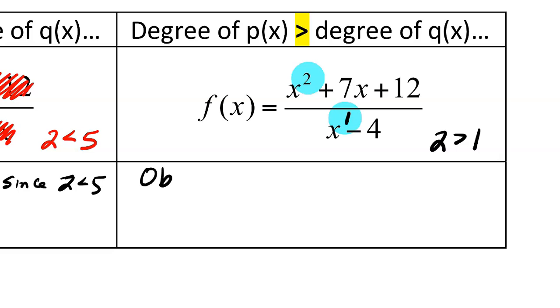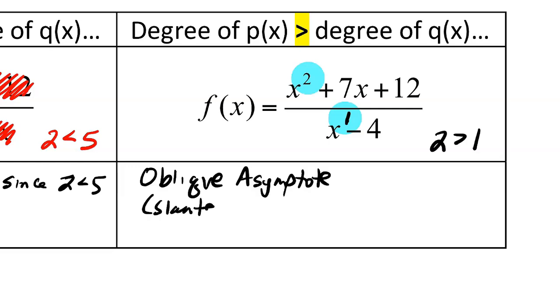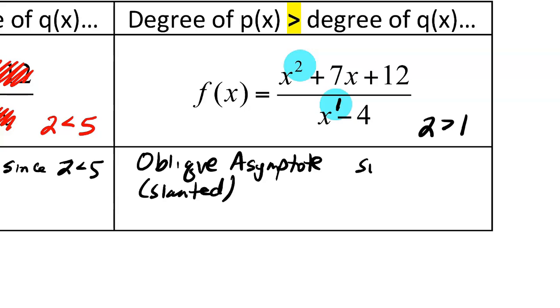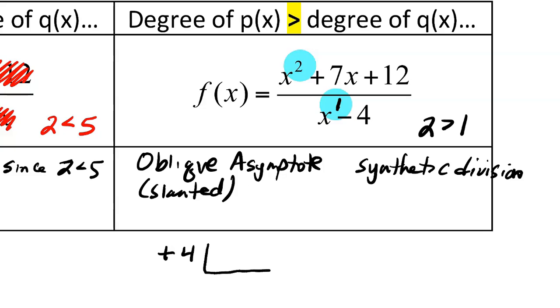Well, we would get an oblique asymptote. An oblique asymptote is a slanted asymptote. You can only have either horizontal or oblique. You can't have both. And the way we determine the location of an oblique asymptote is we use synthetic division, our good old friend synthetic division. So to set up synthetic division, we would have our positive 4 on the outside of our table. Positive 4 comes from the opposite of the negative 4 sign. And then we put the coefficients of the numerator at the top of the table.